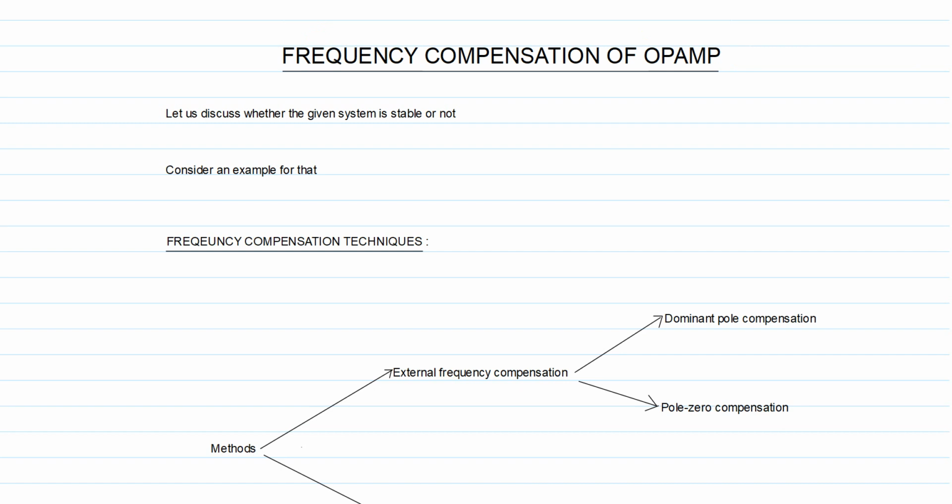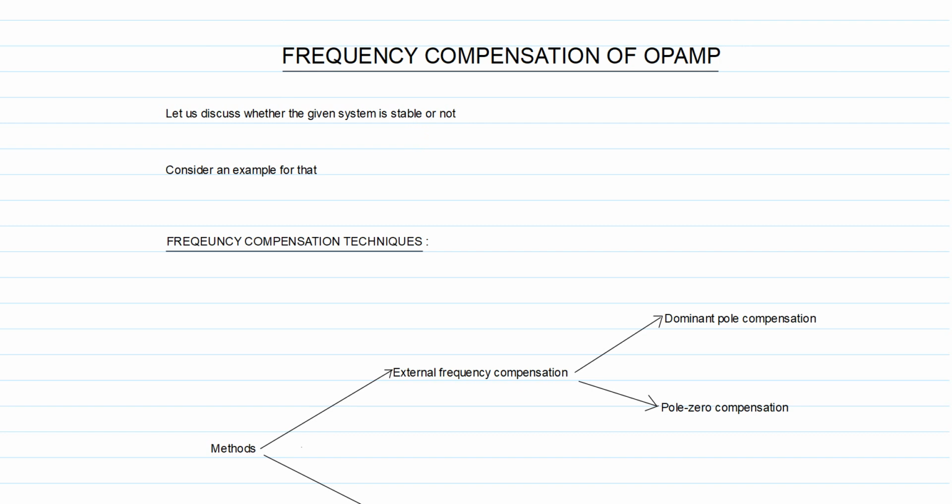Let us go into the topic frequency compensation of an op-amp. Why are we learning frequency compensation? Let us discuss whether the system is stable or not. Why are we discussing whether a given system is stable? By just seeing a system, we can't say it is stable. But with a particular condition, we can say whether the given system is stable or not. If it is not stable, we can make it a stable system by a few methods, and those methods are known as frequency compensation of an op-amp. So let us discuss whether the given system is stable or not.